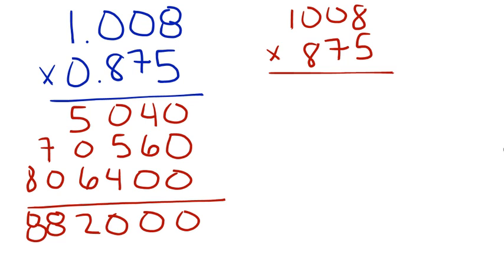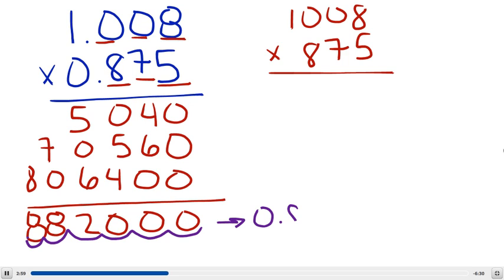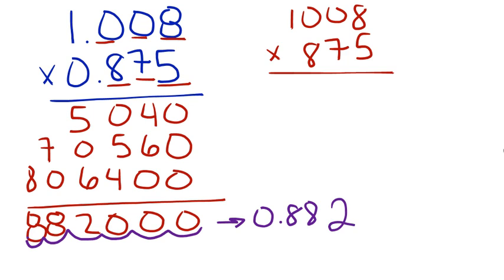So you're going to count your decimal places. I have got 1, 2, 3, 4, 5, 6. So that means I'm going to move my decimal 1, 2, 3, 4, 5, 6, which brings it all the way over here. So the answer to my question would be 882 thousandths.